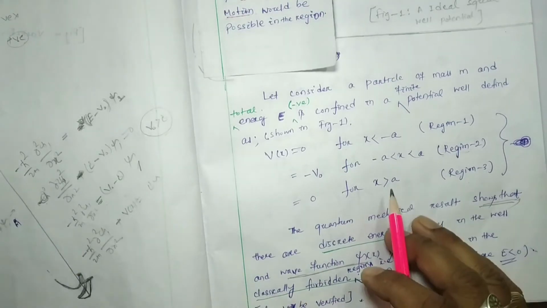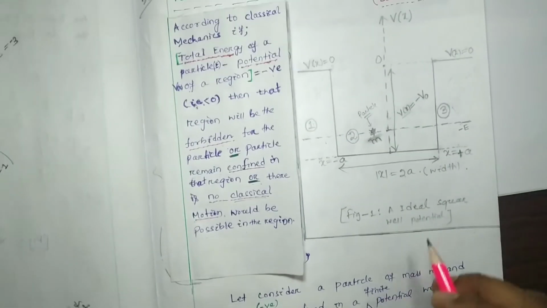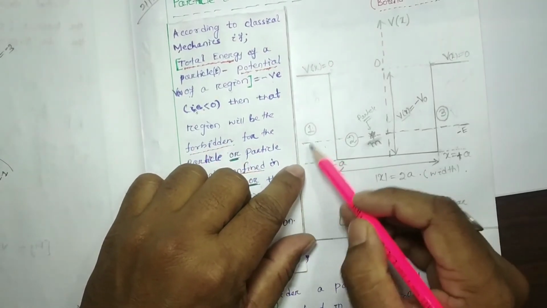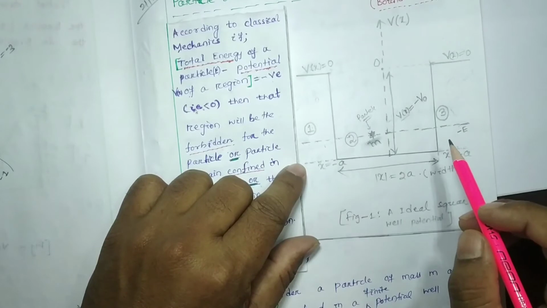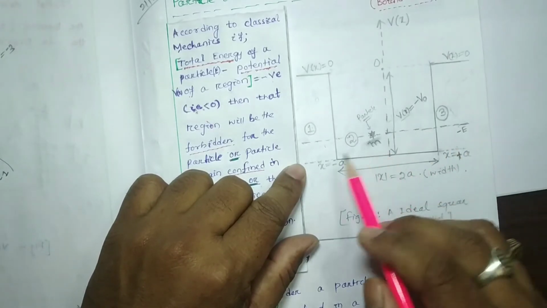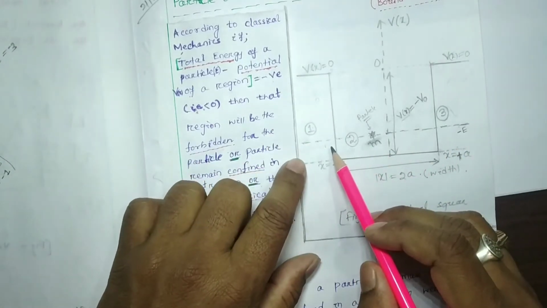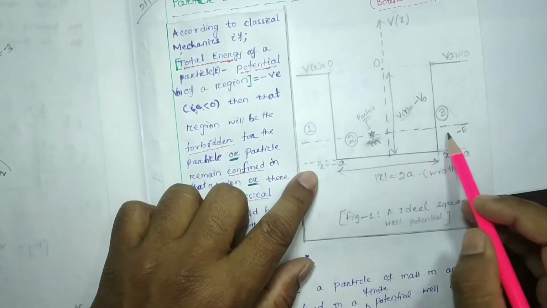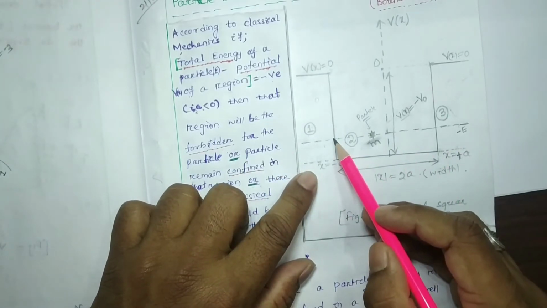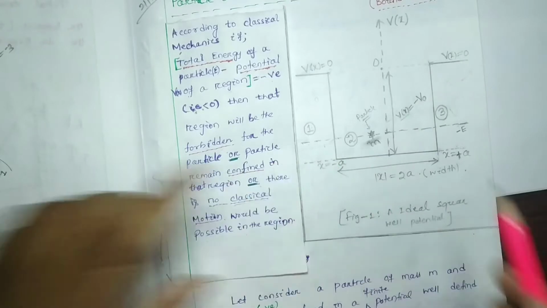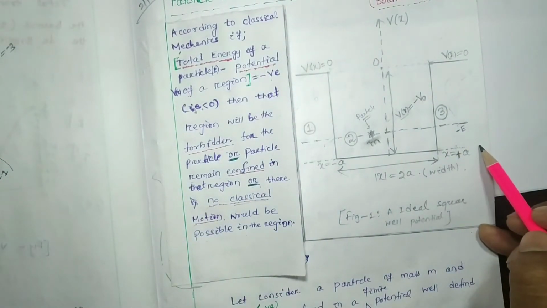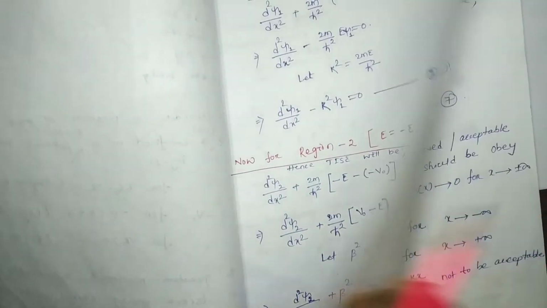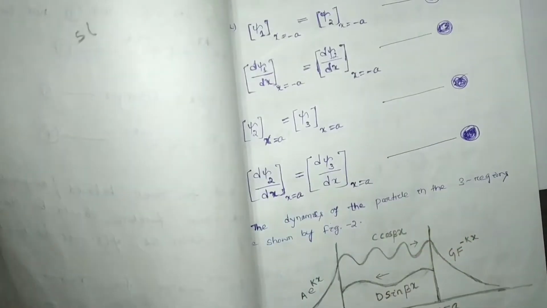That means in quantum mechanics we find that in region 1 and region 3 there is also some wave function. There is also some probability of finding the particle in this region and in this region, but it will decrease with increase of distance.